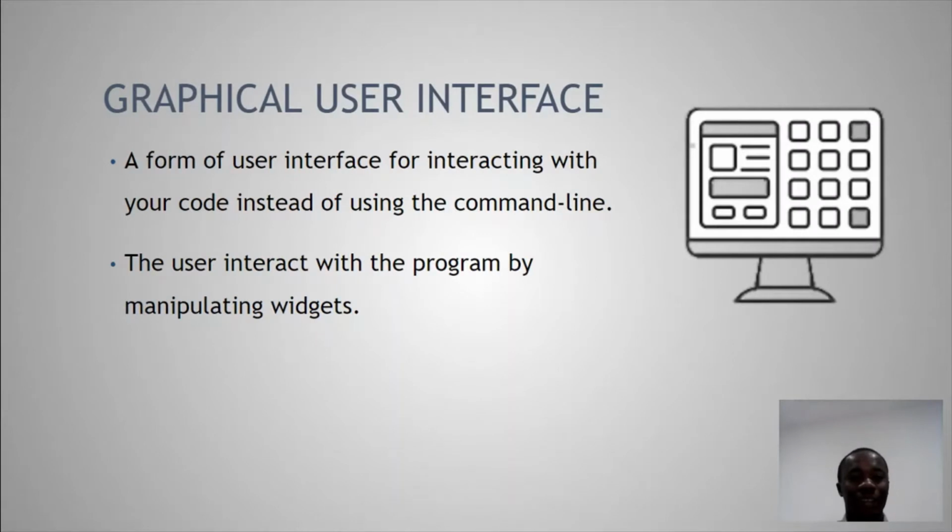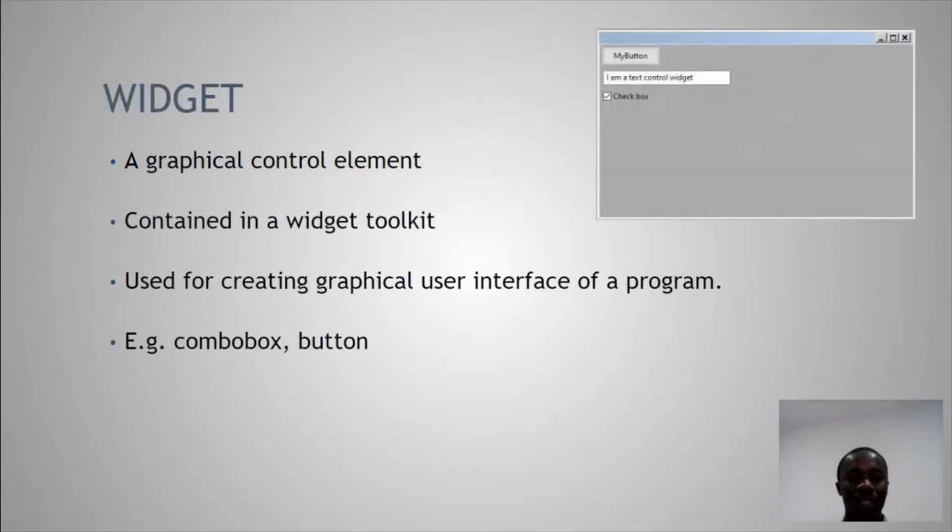Now, a graphical user interface is a form of user interface for interacting with your code instead of using the command line. So for instance, if you have a script that expects an input from the user, maybe a string or an integer data type, before the program can continue and give an appropriate output to the user, a way of accepting those values is by allowing the user to interact with the program using the graphical user interface. And the user interacts with the program by manipulating what we call widgets, which is a form of graphical control element contained in the widget toolkit for creating graphical user interfaces.